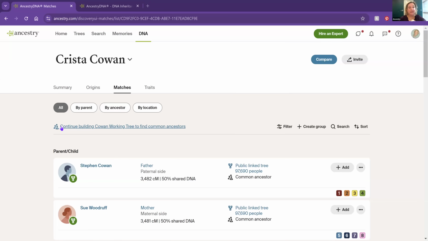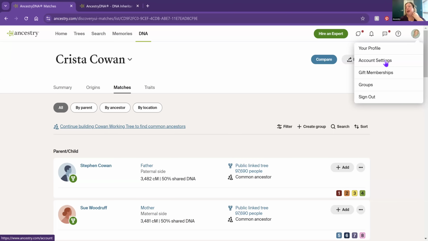You see how mine says continue building the Cowan working tree to find common ancestors. That's because I have the Cowan working tree attached to my DNA results. If you're not sure, you're going to come up here to your account settings. Okay, so account settings. And in your account settings, you're going to go look for the DNA section.